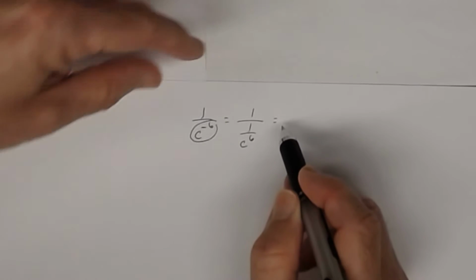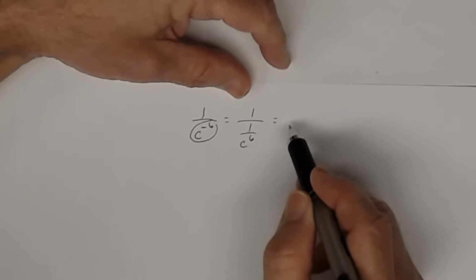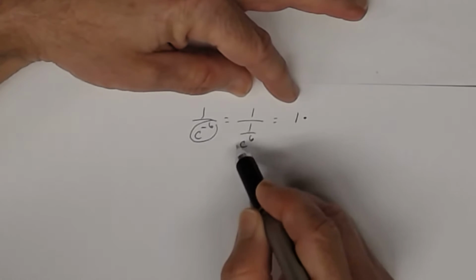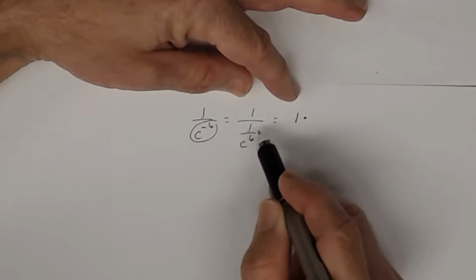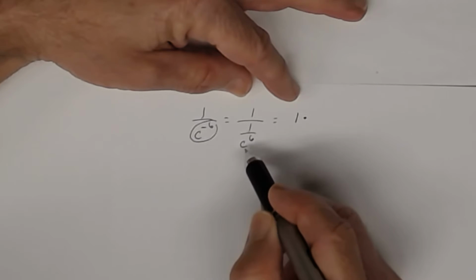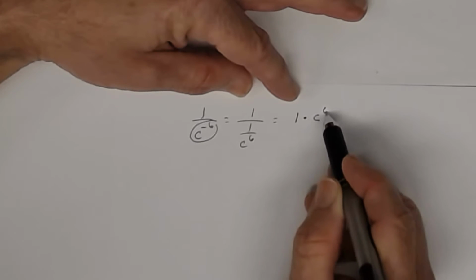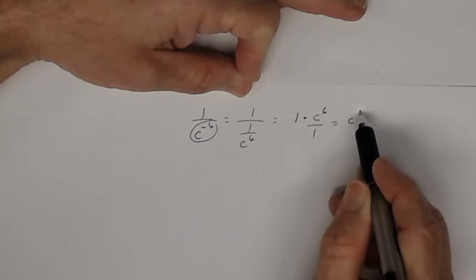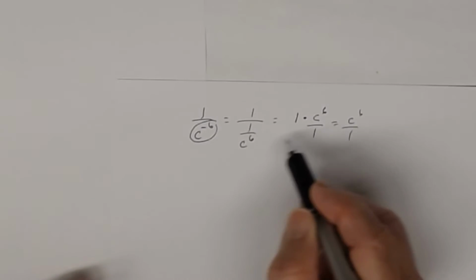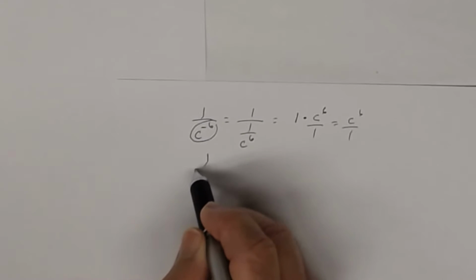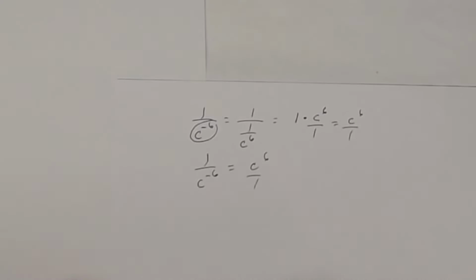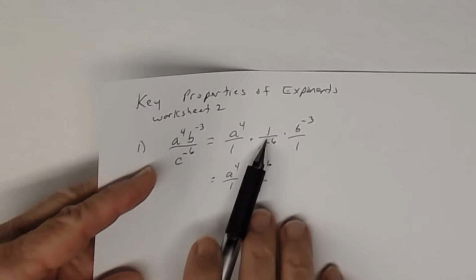Now remember, when dividing fractions, you take the fraction in the numerator and multiply it by the reciprocal of the denominator. So 1 divided by c to the 6 is c to the 6 divided by 1. 1 times c to the 6 is c to the 6, and in the denominator you have 1. So 1 divided by c to the negative 6 is c to the 6 divided by 1.